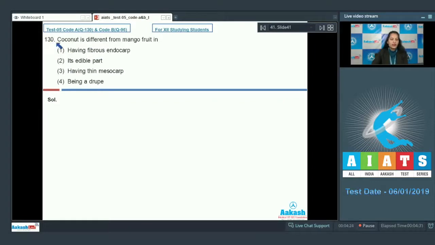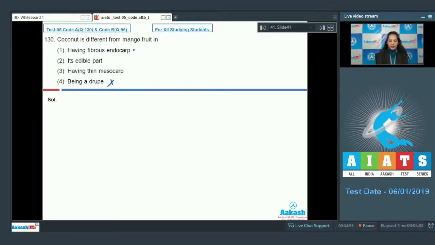Question number 130. Coconut is different from mango fruit in: first option, having fibrous endocarp; second, its edible part; third, having thin mesocarp; fourth, being a drupe. See how coconut fruit is different from a mango fruit. Both coconut and mango are drupe in nature, so the fourth option is ruled out. Coconut cannot differ from mango in being a drupe, as both are drupes.